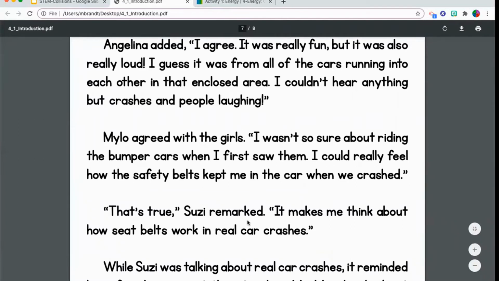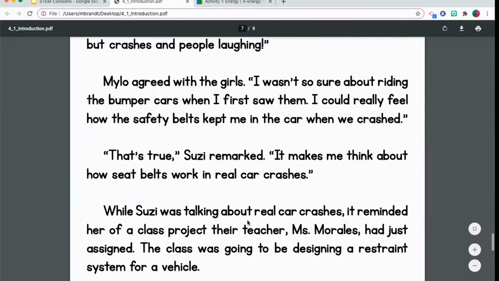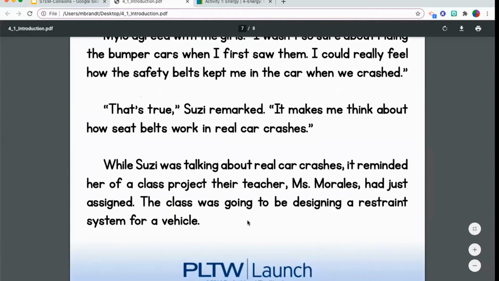"I wasn't so sure about riding the bumper cars when I first saw them. I could really feel how the safety belts kept me in the car when we crashed." "That's true," Susie remarked. "It makes me think about how seatbelts work in real car crashes." While Susie was talking about real car crashes, it reminded her of how the class project for their teacher, Miss Morales, had just been assigned.